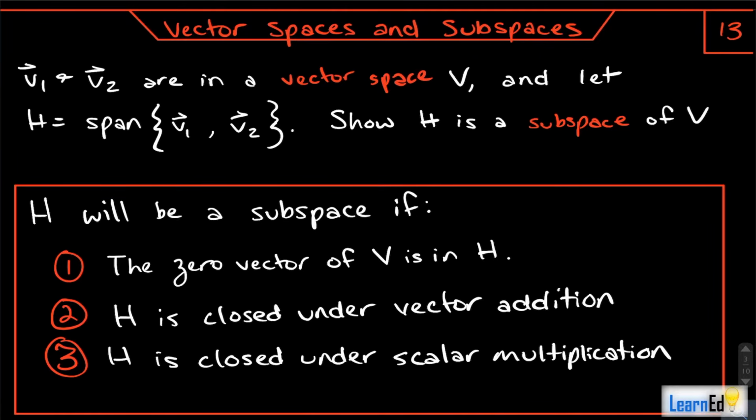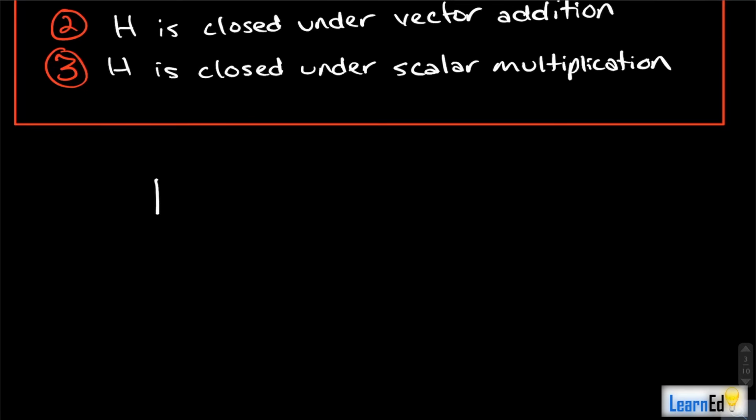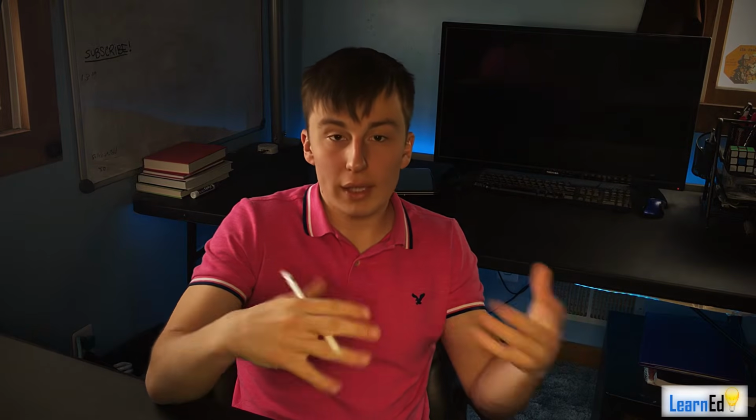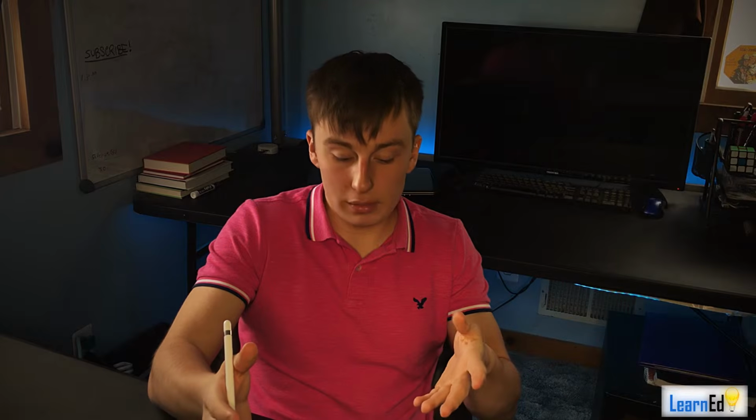Before I get into the criteria for a subspace, I want to talk about what a vector space and a subspace actually are, because this is something that I definitely was confused on when I was in linear algebra. So let's take, for example, a vector space V that's in R3. R3 is an example of a vector space because it is a place where vectors can occur. That's a very simplistic way of putting it, but it gets the point across. R3 is a place that can hold vectors.